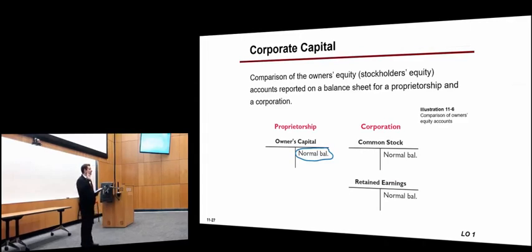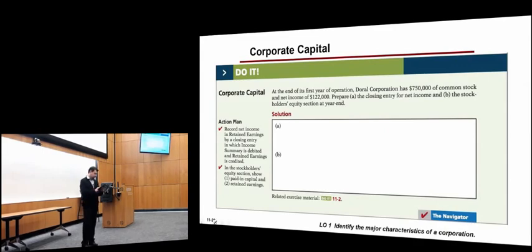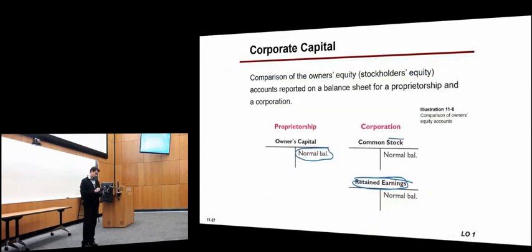For companies, they have two. They have retained earnings and common stock. Okay, so for corporations, it's separate between paid-in capital and retained earnings. You have to understand the difference. There are legal requirements for the separation of the two.